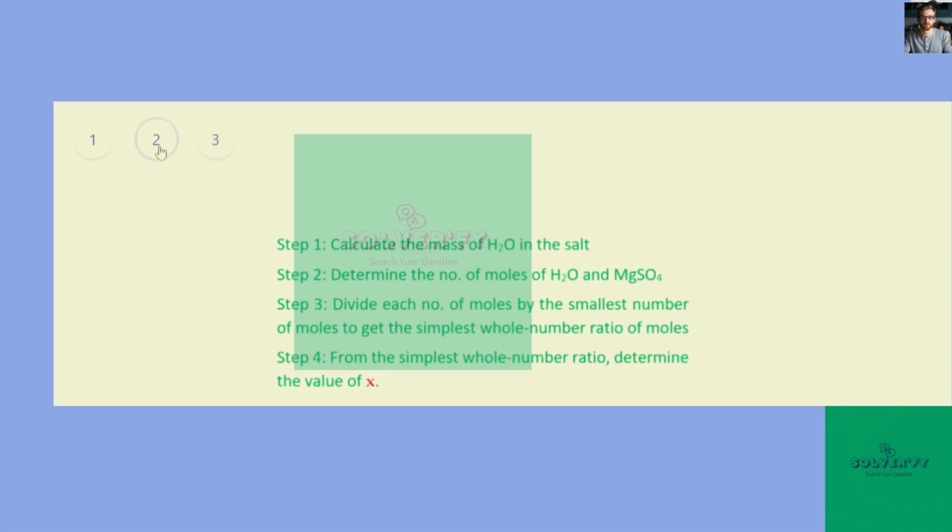So here are the steps written down, which we'll follow in this problem. First, we'll calculate the mass of water in the salt, and then we will find the number of moles of water and magnesium sulfate. And then we will divide each of these numbers of moles by the smallest number of moles. Which one is smallest? We just divide both of them by the smallest one to get the simplest whole number ratio of the moles. And from that ratio, we can determine the value of x.